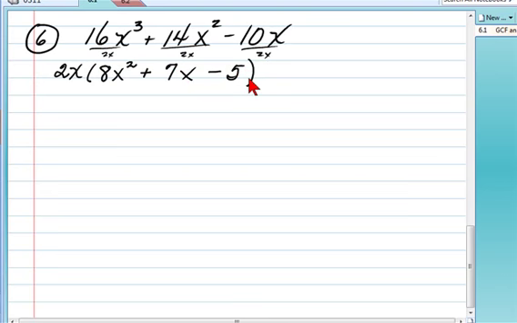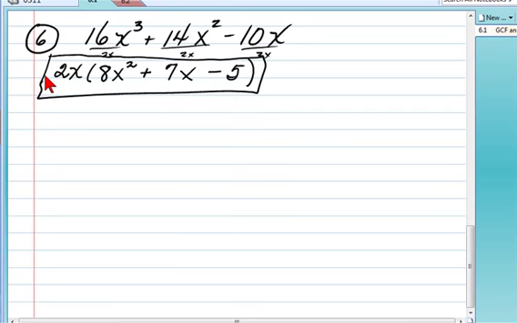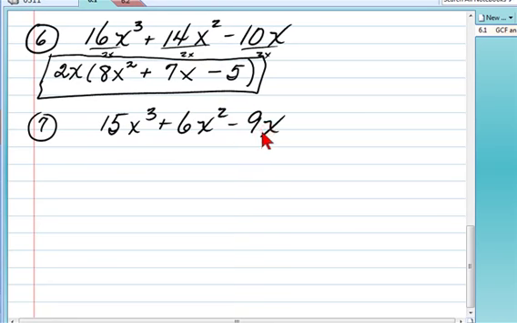And for those of you who have recently done some factoring, you might be looking at this saying, well, now do I need to do something more? And the answer is no, we're still in 6.1. So all you're looking for is the greatest common factor. All right, number 7, I have 15x to the 3rd plus 6x squared minus 9x. Would you do this one? Factor out the greatest common factor.